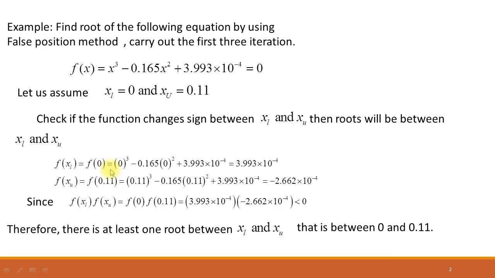So dear students, note that at xl, at this first approximation, the function has positive sign, and at the second approximation xu the function has negative sign. So the function has opposite sign at these two initial roots, and you see here the product of the values of the function is less than 0 because one value is positive and the other value is negative. The function has opposite sign at these two roots xl and xu. Now note here that there exists at least one root between this xl and xu, which is 0 and 0.11. So the root for this equation lies between this range 0 and 0.11.